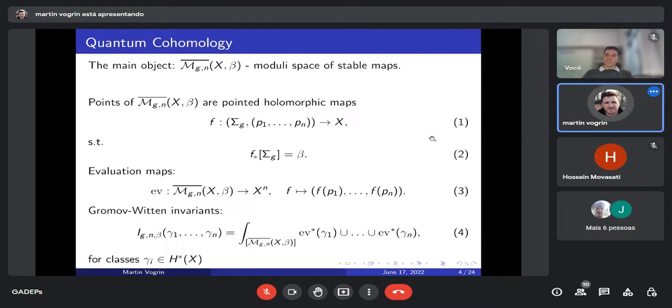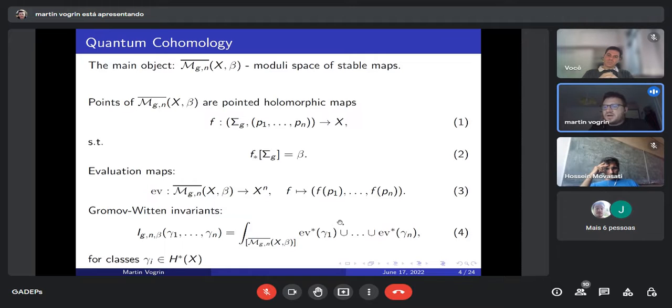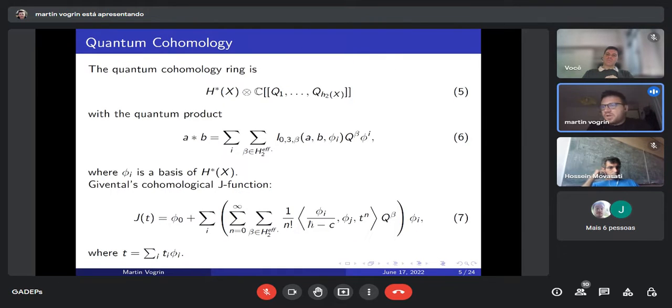And then we can define the Gromov-Witten invariants. These are the most basic Gromov-Witten invariants, with no gravitational descendants and no deformations, defined as the integral over M_{g,n} bar of the evaluation maps for some classes gamma_i in the cohomology of X. We define the quantum cohomology ring as the classical cohomology tensor product with the power series in Q_1 up to Q_{h^2}. And the quantum product is given by summing over phi_i, which is some basis of H star of X, with the three-point Gromov-Witten invariants. So there are three marked points in the Gromov-Witten invariants.